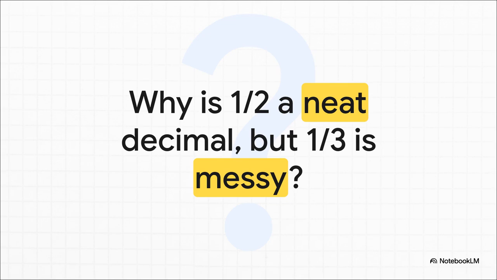So, let's start with a puzzle. Have you ever noticed how some fractions are just, well, neat? Take 1/2, for instance. Boom, it's just 0.5. Simple, it stops. But then you get a fraction like 1/3, and it turns into 0.33333, and it just goes on and on forever. Kind of messy, right? So what gives? Why are they so different? Well, that's exactly what we're going to figure out today.